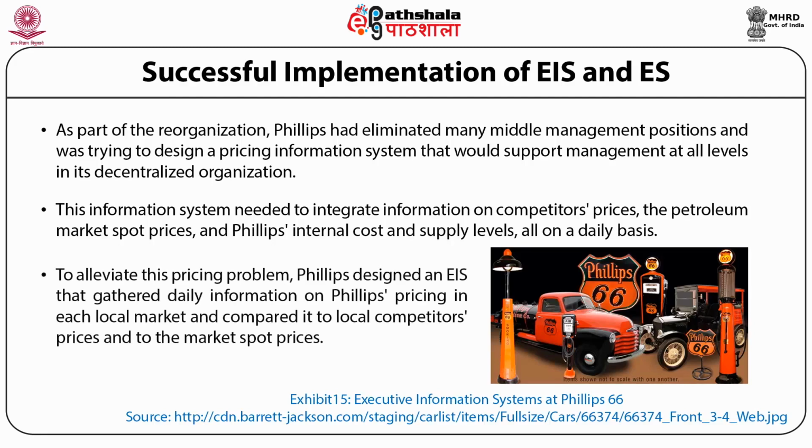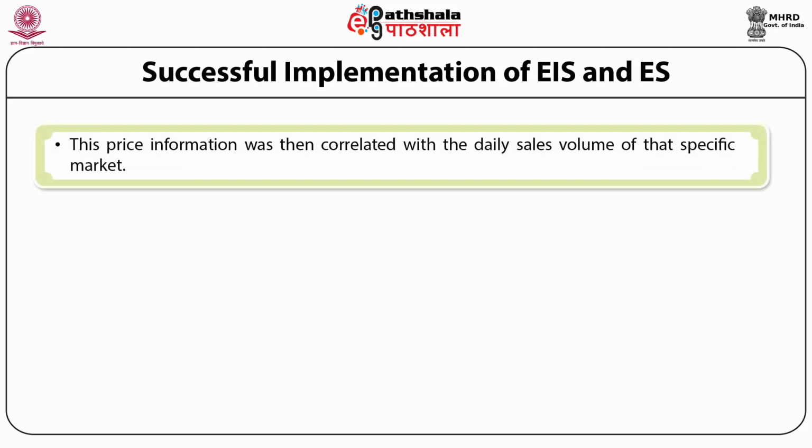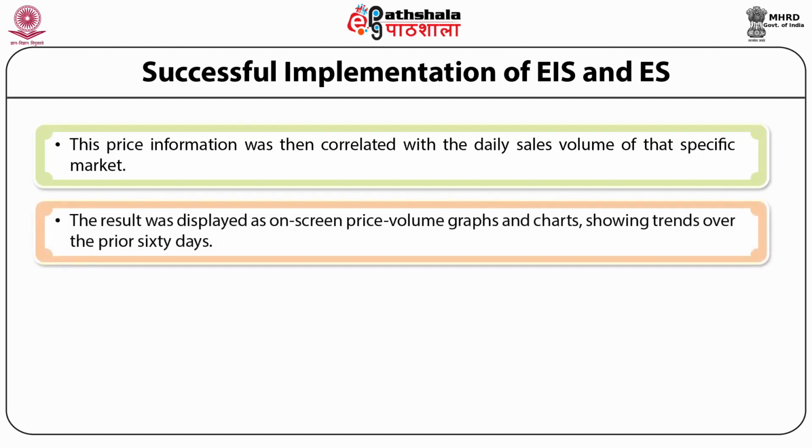To alleviate this pricing problem, Philips designed an executive information system that gathered daily information on pricing in each local market and compared it to the local competitor prices and market spot prices. This price information was correlated with the daily sales volume so that the specific market could be understood. The result was displayed on screen as price-volume graphs and charts that showed trends over a period of 60 days.